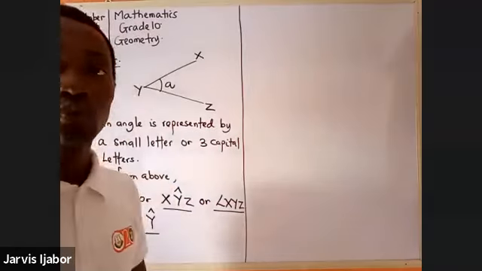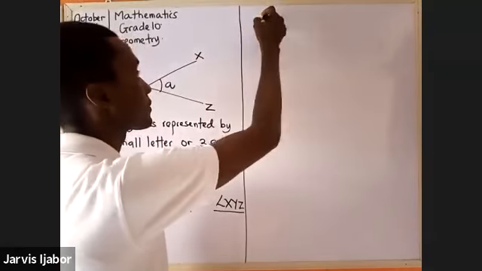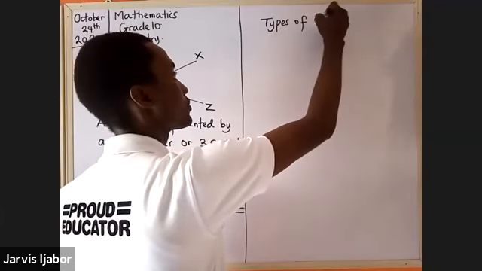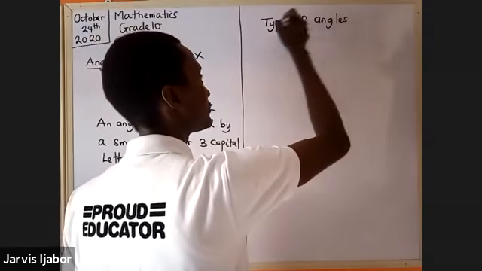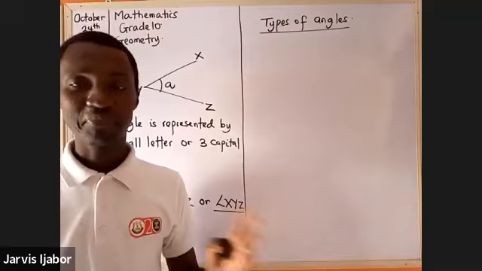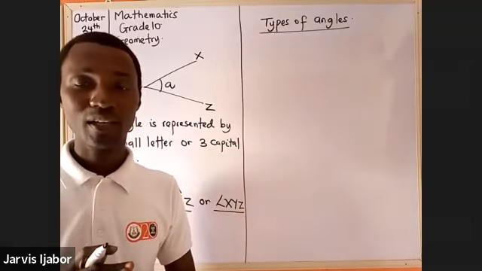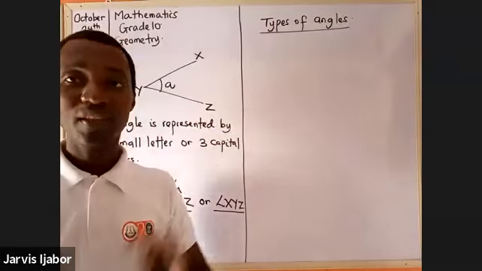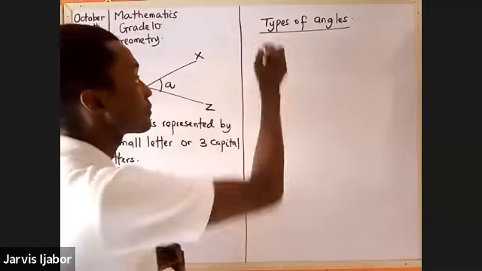So types of angles. There are different ways people approach this topic, but I'll just take an approach and stick to it. There are 6 types of angles.